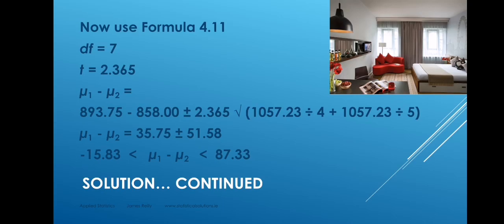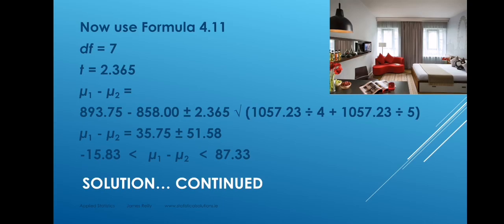Looking up the t tables, we get t is 2.365, and then we substitute the numbers into the formula, using in each case the common variance estimate. 1057.23 is used in this formula. It's what we believe to be the common variance for apartment rental prices in Lucan and also in Naas. Our estimate is 35.75 plus or minus 51.58.